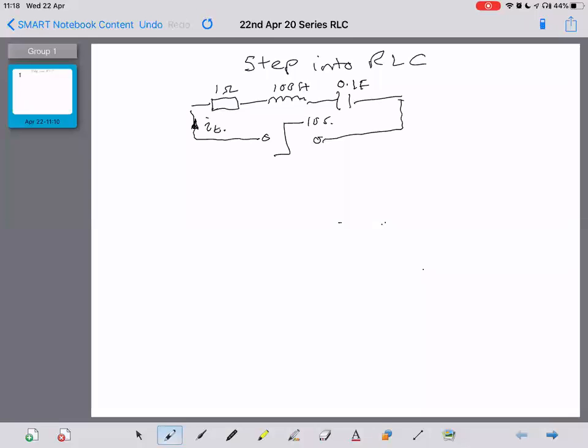Remembering back, first thing we have to do is write an expression.